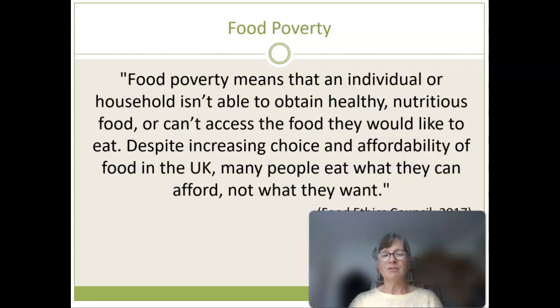So that's an interesting definition, I think, getting you to think it's about people eating what they can afford rather than what they want. And I guess there's an aspect for most of us where we don't always choose a really expensive food. But we're talking here of a situation where people consistently cannot eat what they would like. They eat what they can afford.